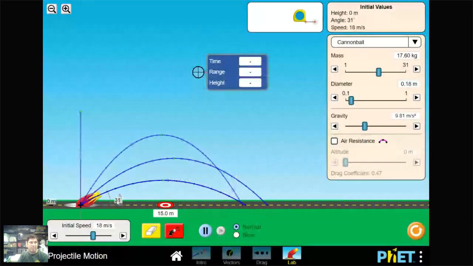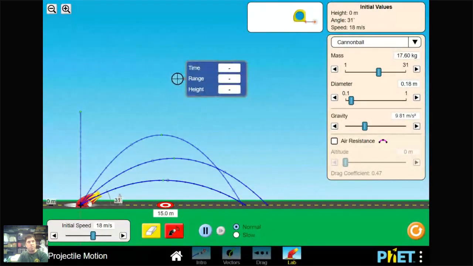And if I got this to actually be a 30, they would land at the same exact spot because, well, trig, the sine of 60 and the sine of 120 give you pretty much the same sine value. They're complementary of each other.